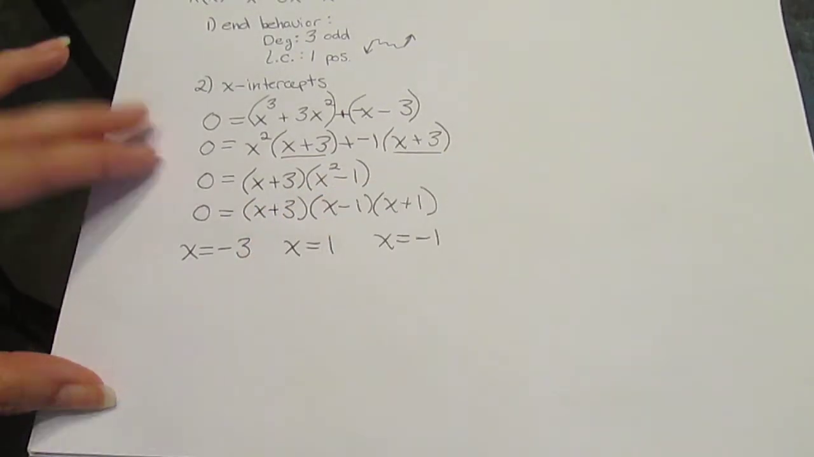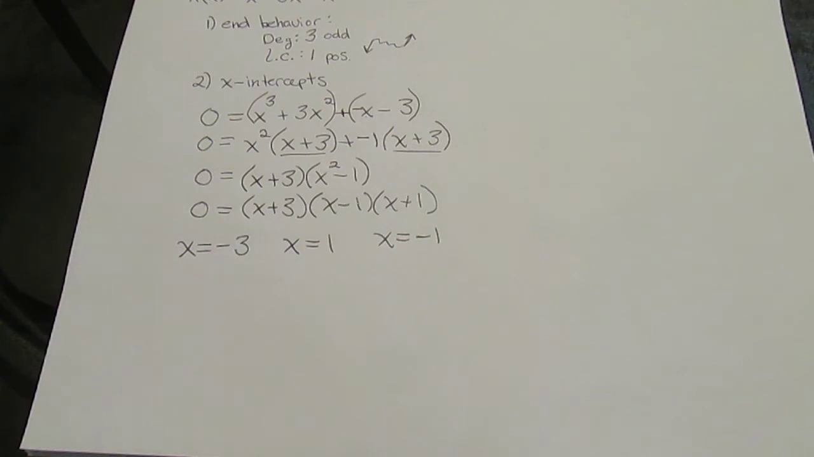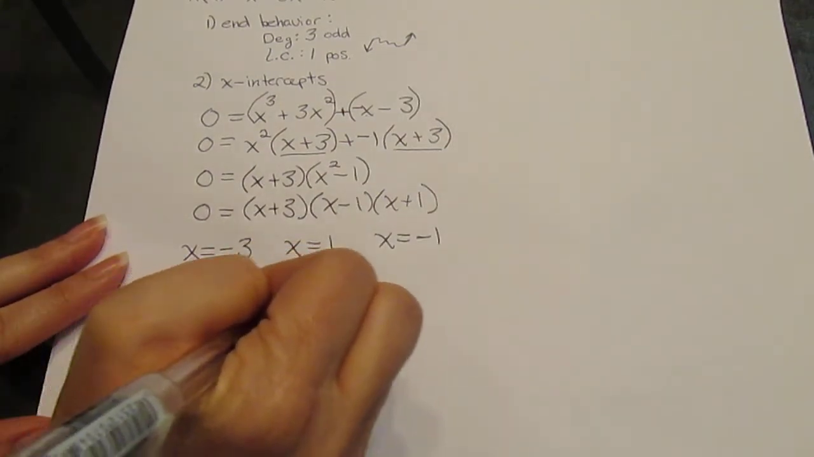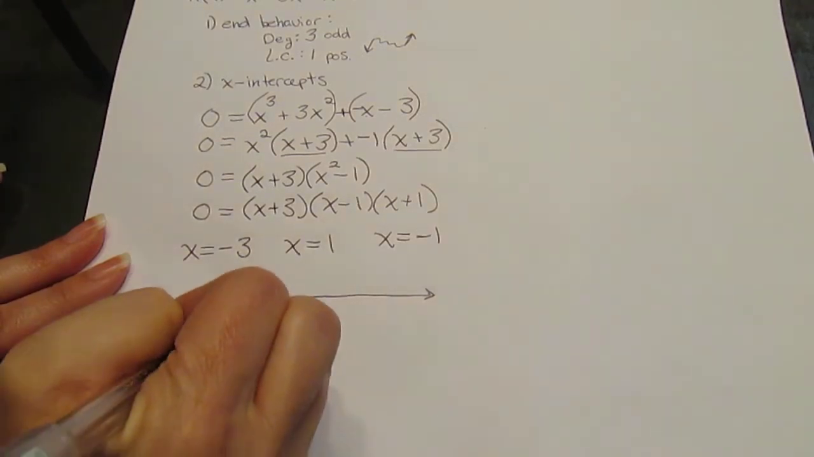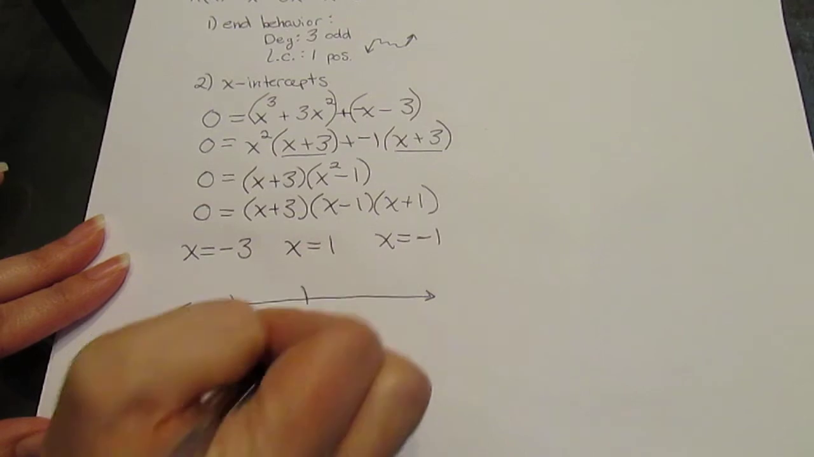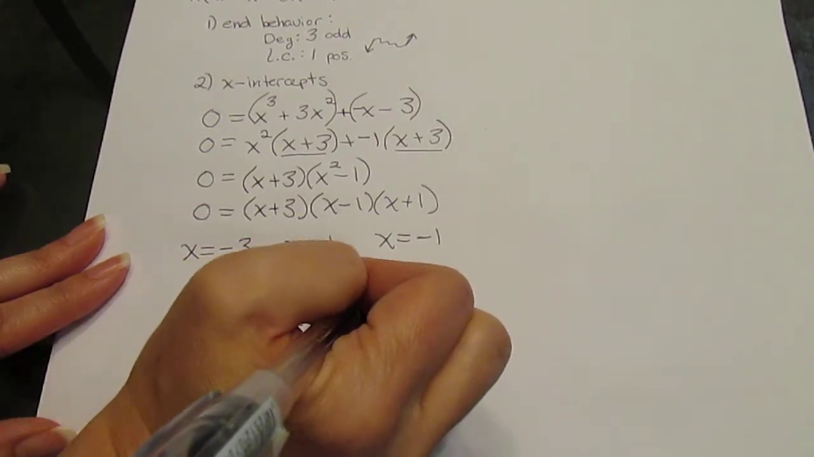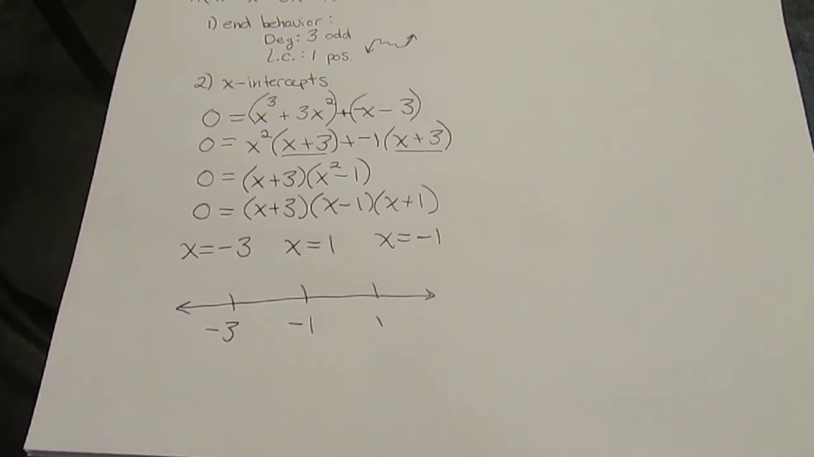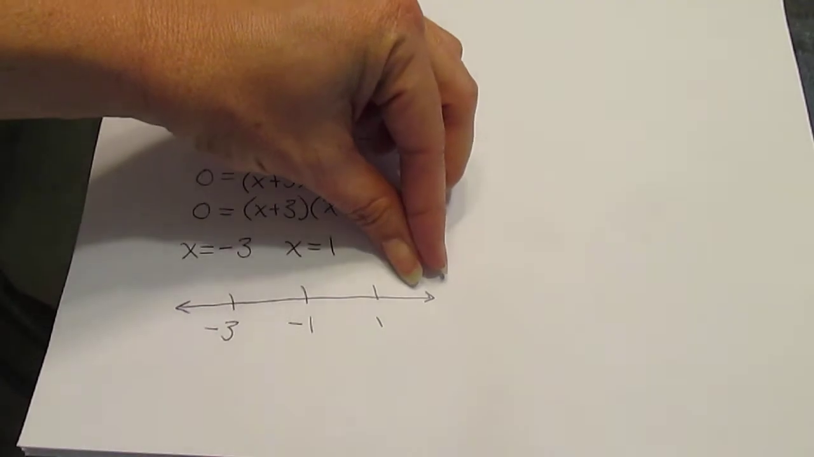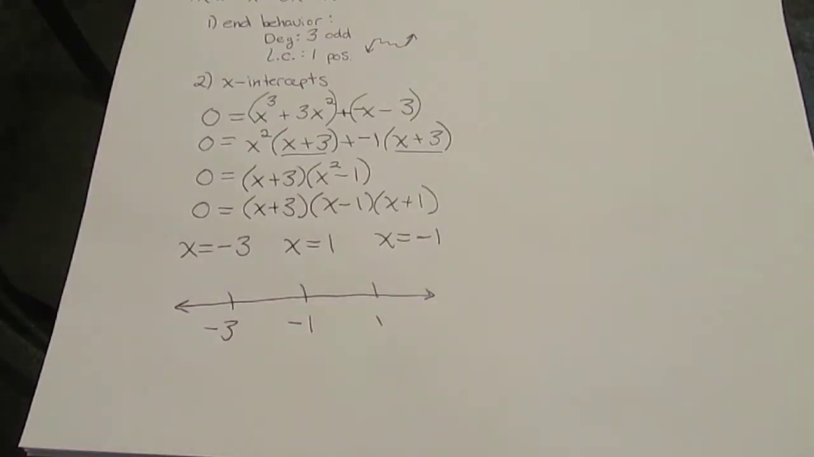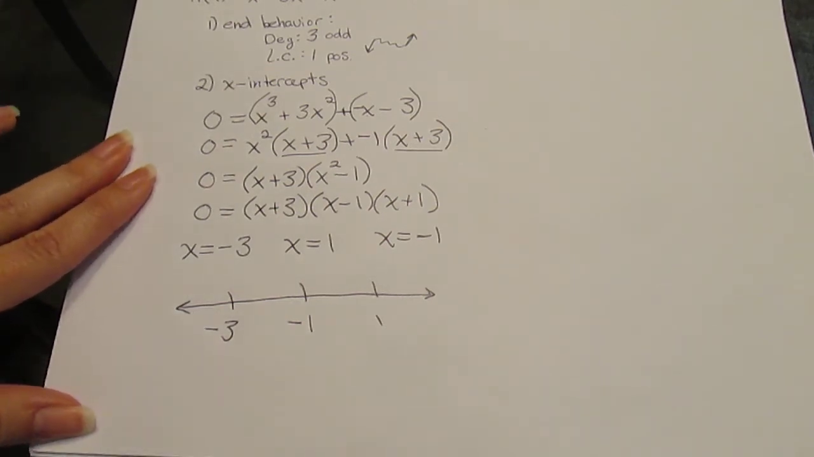So I came out with my x-intercepts: -3, 1, and -1. Before I do the next part, I find it very helpful to make a number line and just put the x-intercepts on here in order, of course, from smallest to greatest, because that shows us the intervals that we're about to test. Okay, so the easiest thing to graph the polynomial function completely is to test your intervals.